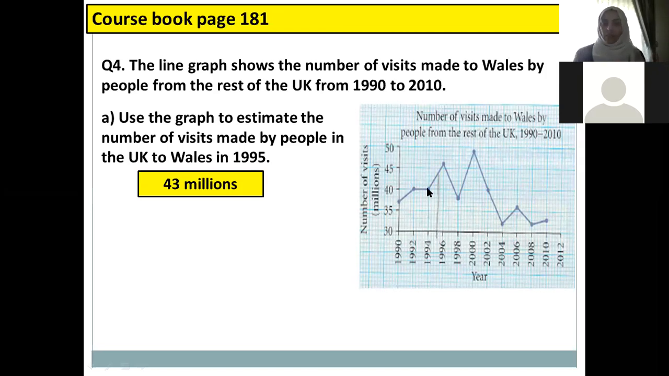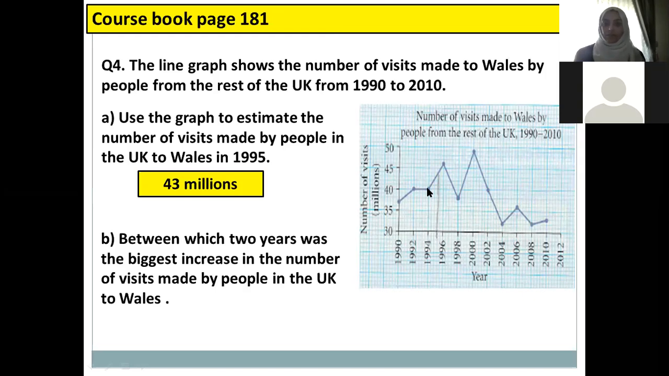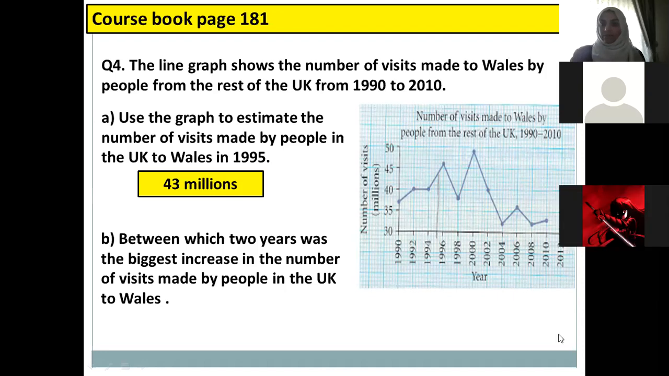Between which 2 years was the biggest increase in the numbers of visits? Biggest increase in the numbers of visits. The highest line, between which 2 years? Teacher, between 1998 and 2000. That is right. Excellent.